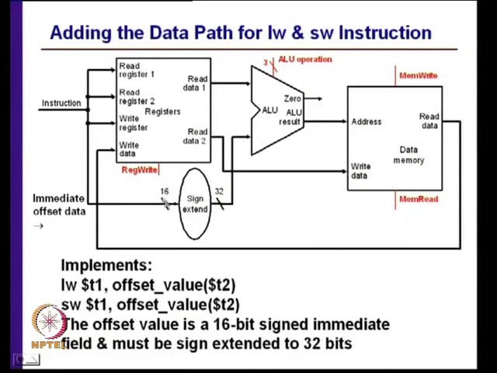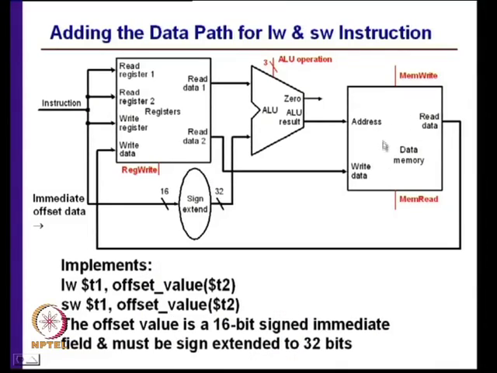So similarly here register write will be taking place whenever you are performing load, and for store you have to read it, and that data will be loaded into this register. So here the offset value is 16 bit, the signed immediate field must be sign extended to perform the addition, and I have already explained the need for sign extension. You can see here how the sign extension is used to generate the effective 32-bit address that is required for the memory.